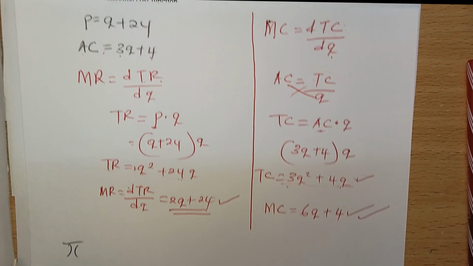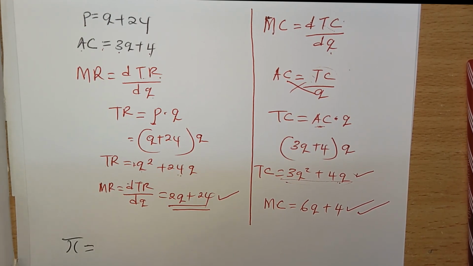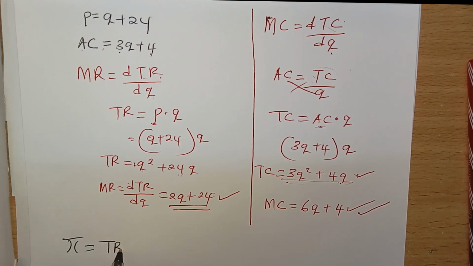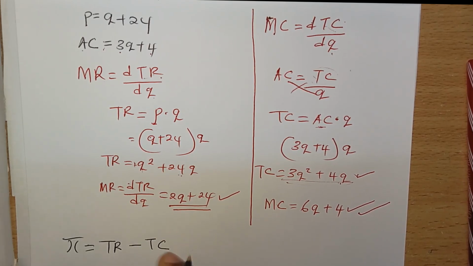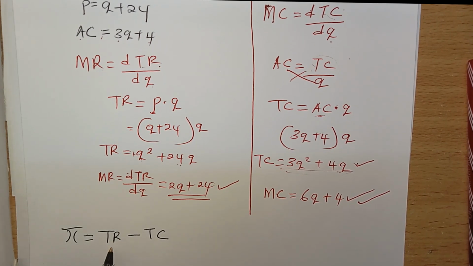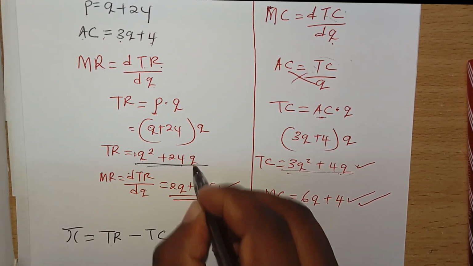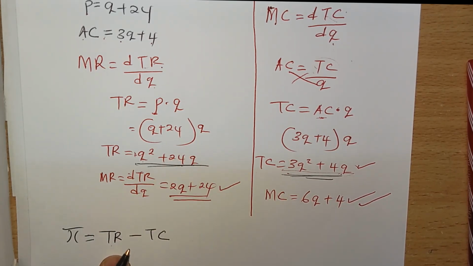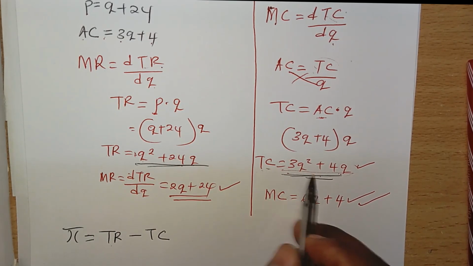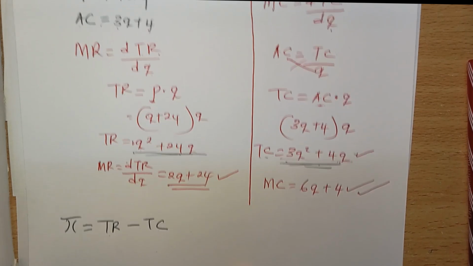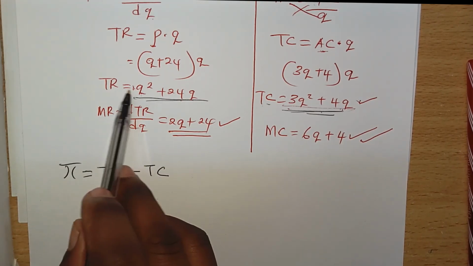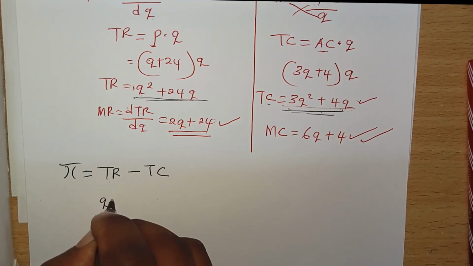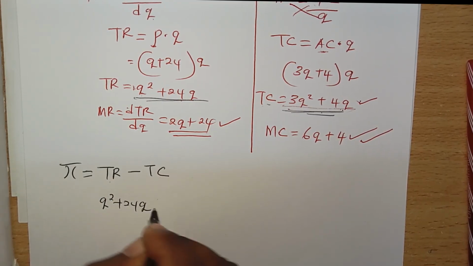Profit, which we can denote by pi, is obtained by taking the total revenue less the total cost. So in this case, we take the total revenue function, which is our TR, and the total cost function, which is our TC. Our TR function is given as q squared plus 24q, which is this one.